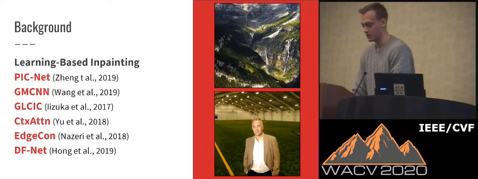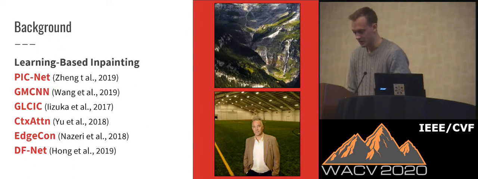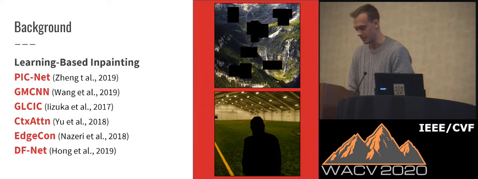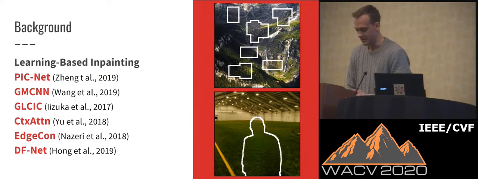The second category are learning-based methods. In the last couple of years, convolutional neural networks have been designed to inpaint images. These are often trained in an adversarial manner, and these methods can learn to inpaint features that aren't found elsewhere in the image. We include these six listed methods in our survey.